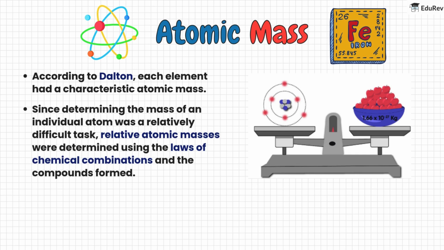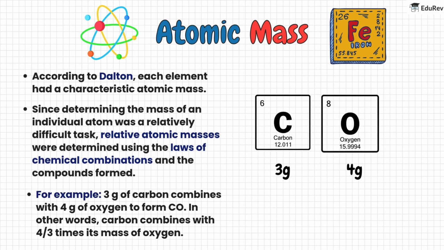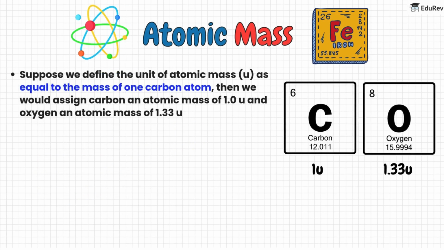For example, 3 grams of carbon combines with 4 grams of oxygen to form carbon monoxide. In other words, carbon combines with 4 by 3 times its mass of oxygen. Suppose we define the unit of atomic mass as equal to the mass of one carbon atom, then we would assign carbon an atomic mass of 1 U and oxygen an atomic mass of 1.33 U.